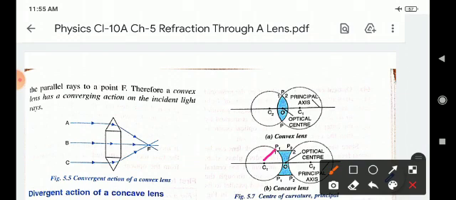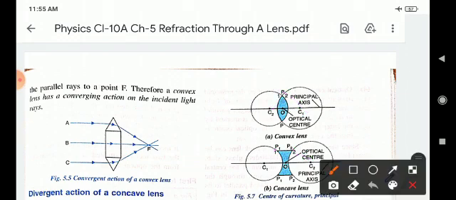P1C1, P2C2. Radius of curvature. The radius of the sphere whose part is the lens surface is called the radius of curvature of that surface.